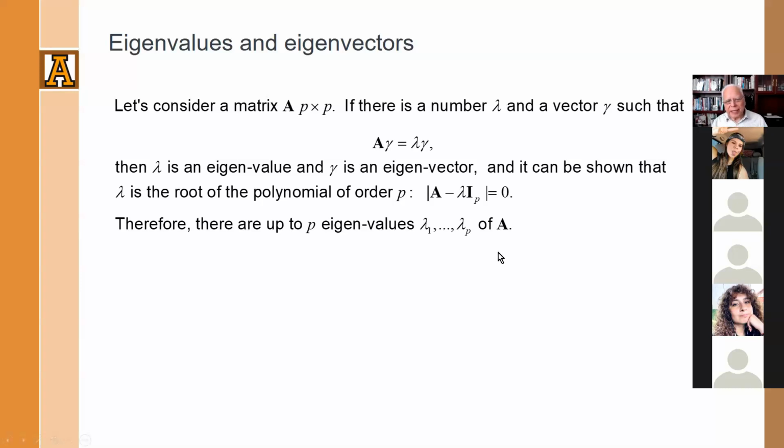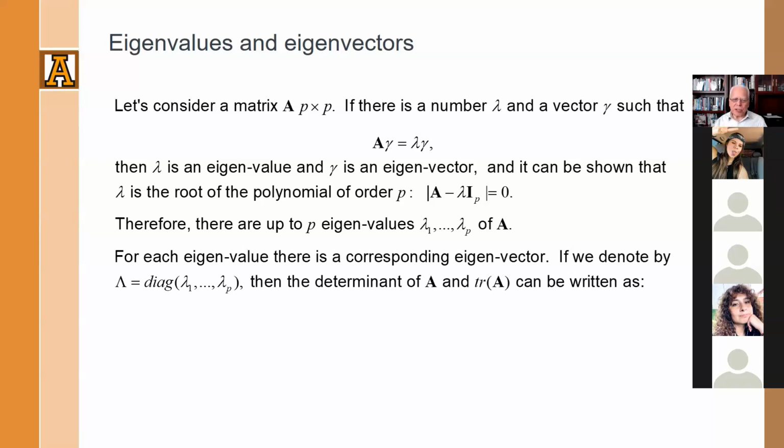If we have P variables, there will be up to P eigenvalues, because this equation, the determinant of A minus lambda times the identity matrix of dimension P, will have P roots. Maybe some of them will be equal, but that's why it says up to P eigenvalues. We may have one or two which are equal roots, right? So if we have P variables, we'll have P eigenvalues and P eigenvectors. For each eigenvalue, there is a corresponding eigenvector.